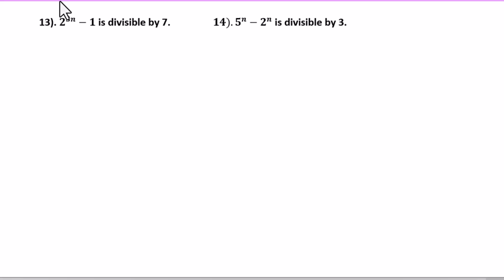2 to the power of 3n minus 1 is divisible by 7. Check. It's true for n equals 1.